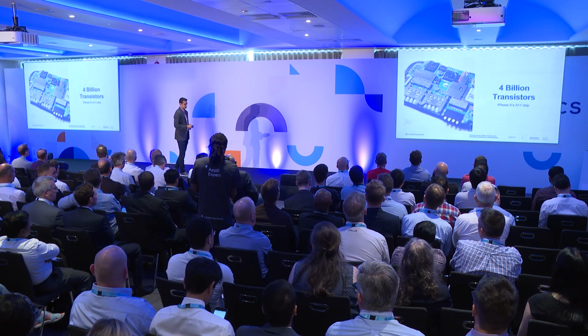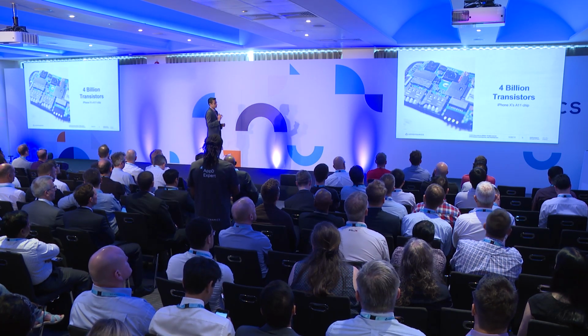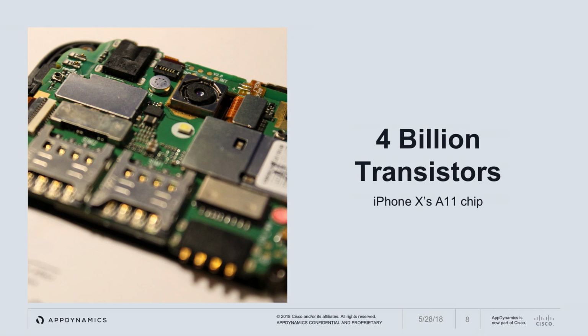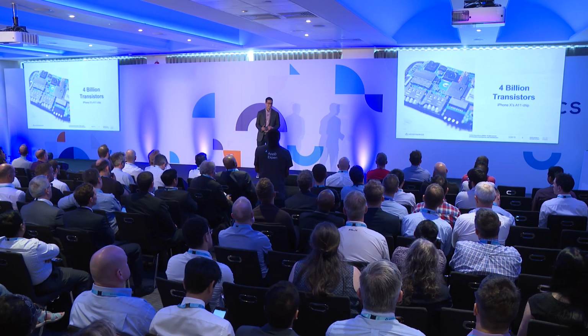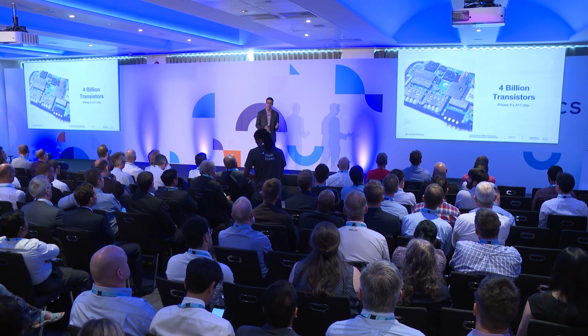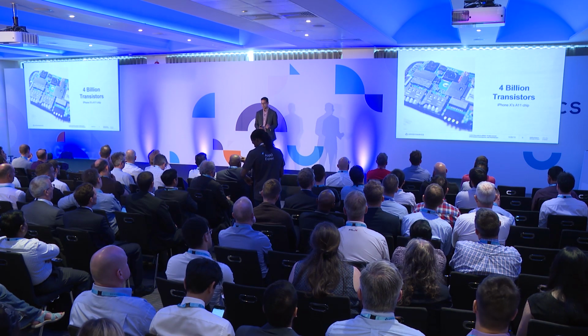But it's not the complete picture. I'll take an example here. We all have smartphones these days, and these smartphones have become extremely complex. The latest iPhone X, or iPhone 10, has the A11 chip, which supposedly has more than 4 billion transistors in it. That's a lot of transistors, and a lot of complexity in this small piece of technology.